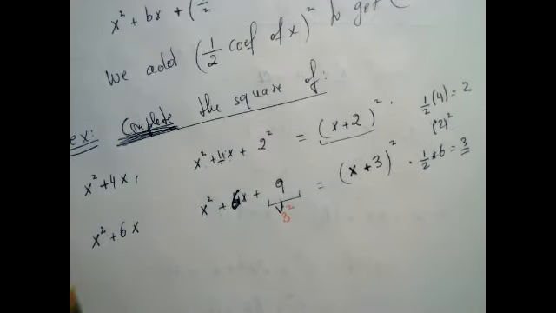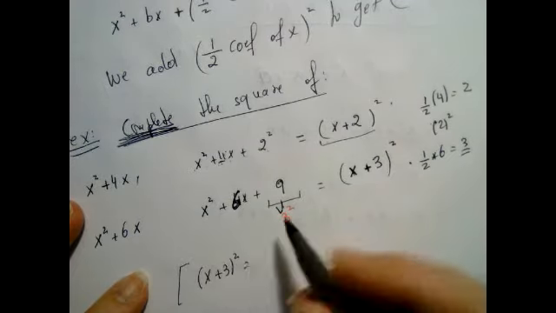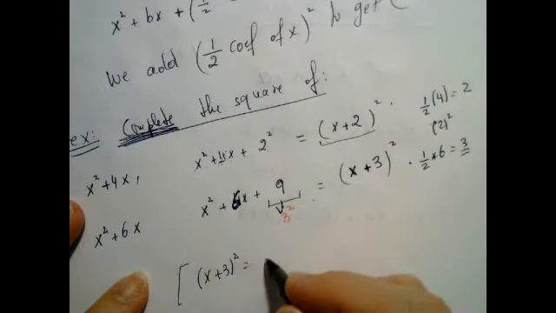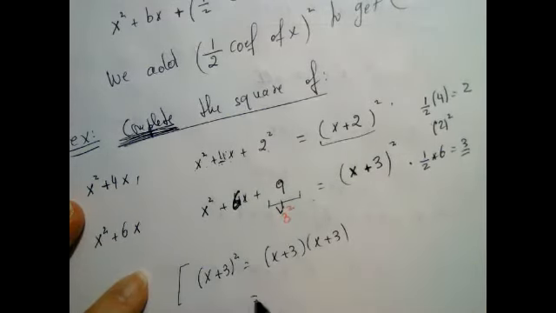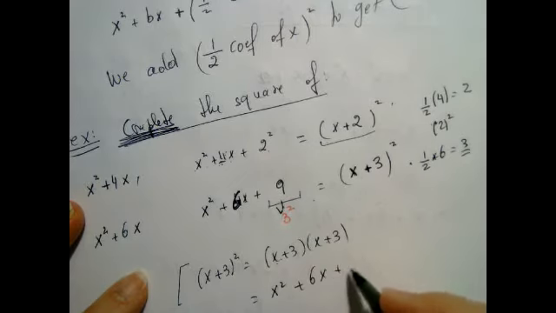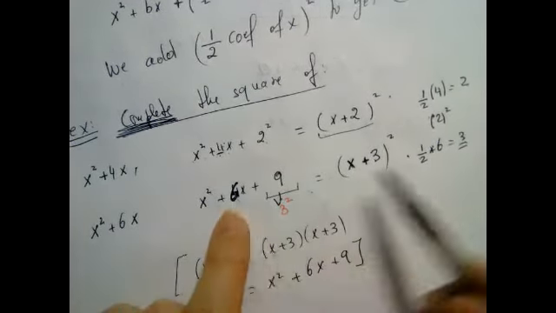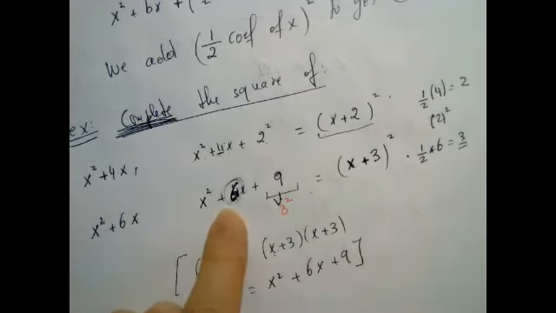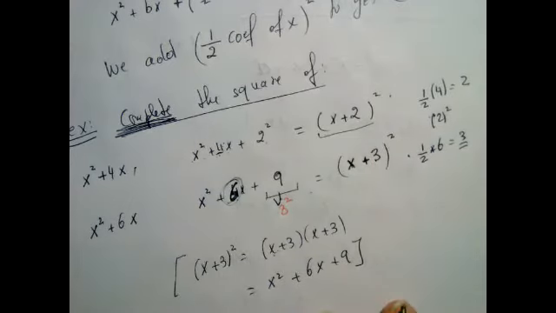Now, if you're ever not sure that you're getting it correct, you take x plus 3 squared and you evaluate it. You should get this term. So if this is x plus 3 times x plus 3, I multiply out, I will get x squared plus 3x plus 3x plus 9. I am correct. So what you add here is the 3, half of what x is multiplied by.